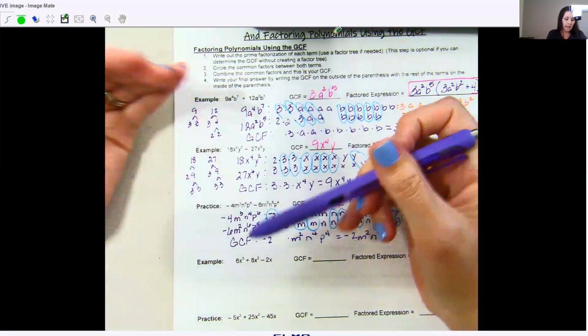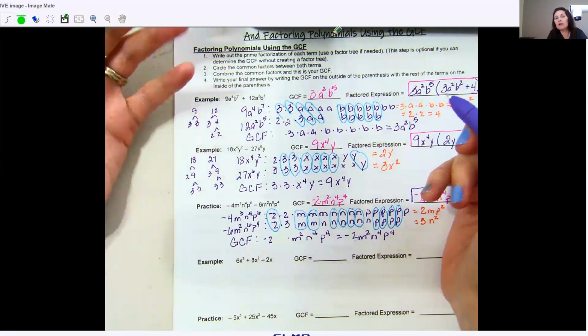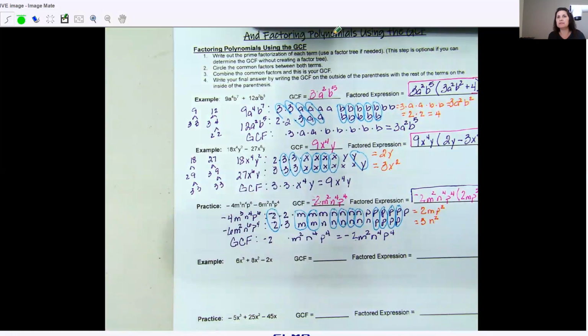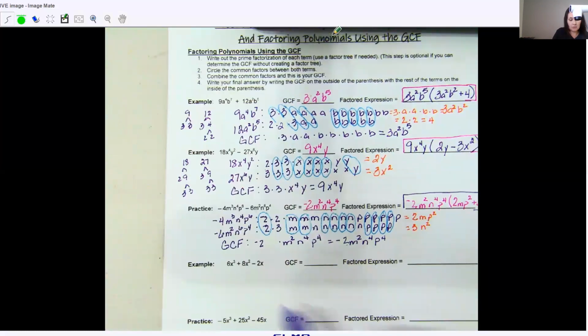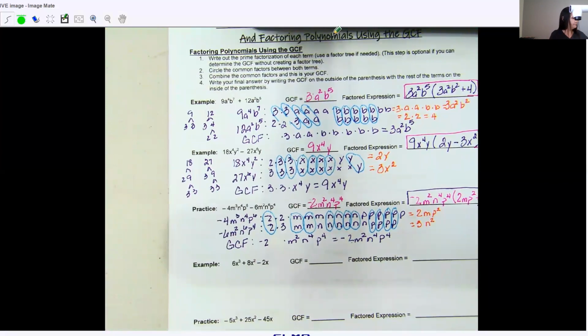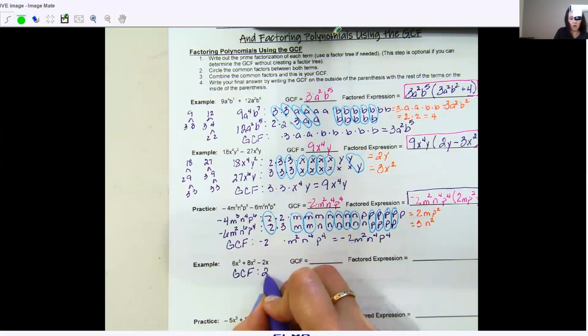So in looking at my three terms, I have 6, 8, and 2. And I want to know what my greatest common factor is between 6, 8, and -2. Many of you will be able to say, oh, well, it's 2. And you'd be right. The greatest common factor between 6, 8, and -2 is 2. And so I'm going to pull out a 2 from all of those.